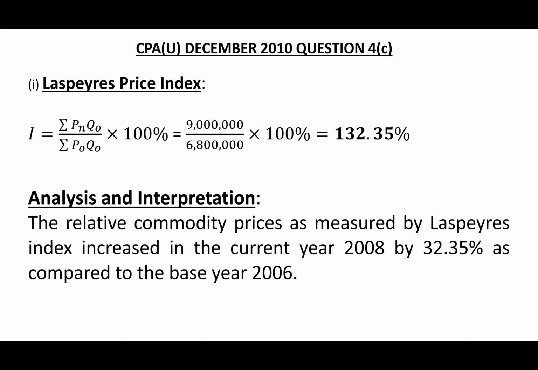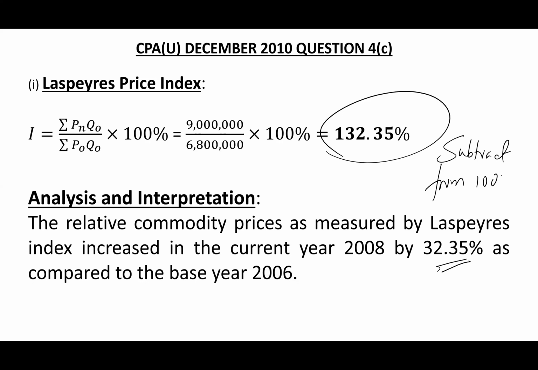So where do I get the 32.35? I subtract from 100%. So you see that the index number base is always 100. Anything above is an excess, an increase. Anything below is a decrease. That's how we measure the index numbers. So let us write this quickly. If you have any question, let me know.